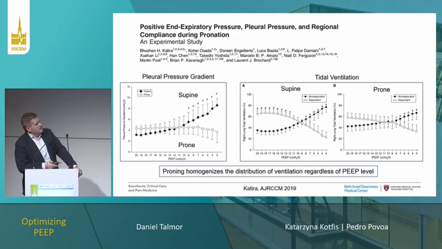Okay, that means that essentially any level of PEEP will give you the same effect in the distribution of ventilation in the lung, possibly meaning that the effect of PEEP during prone positioning is less.